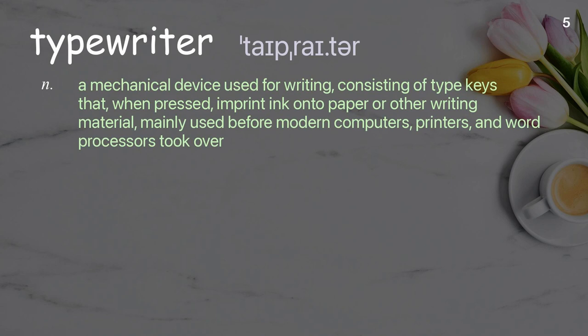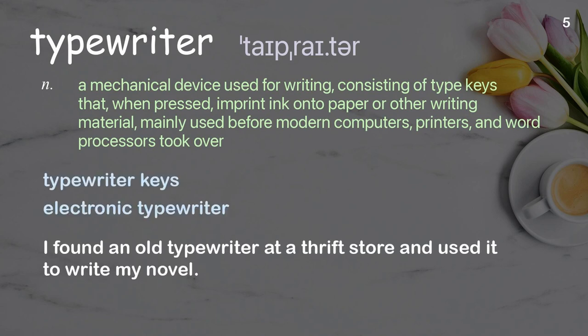Typewriter. A mechanical device used for writing, consisting of type keys that, when pressed, imprint ink onto paper or other writing material, mainly used before modern computers, printers, and word processors took over. Examples. Typewriter keys. Electronic typewriter. I found an old typewriter at a thrift store and used it to write my novel.